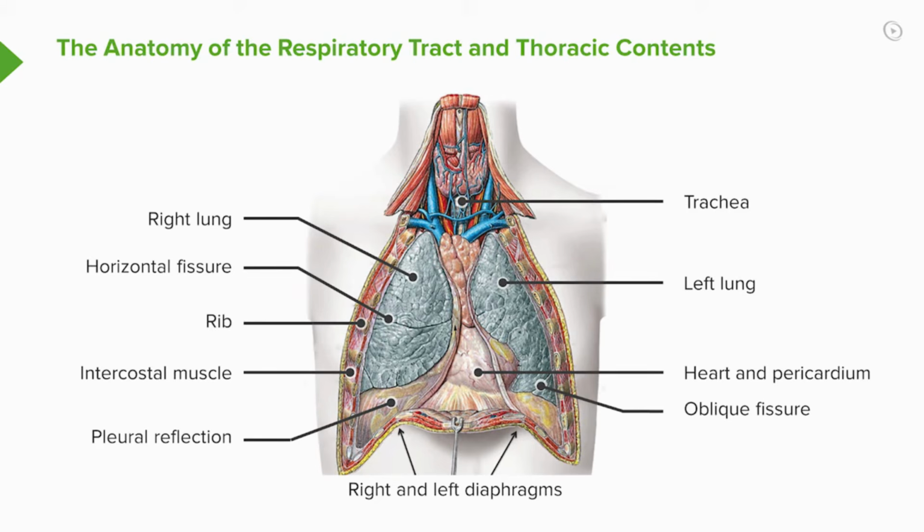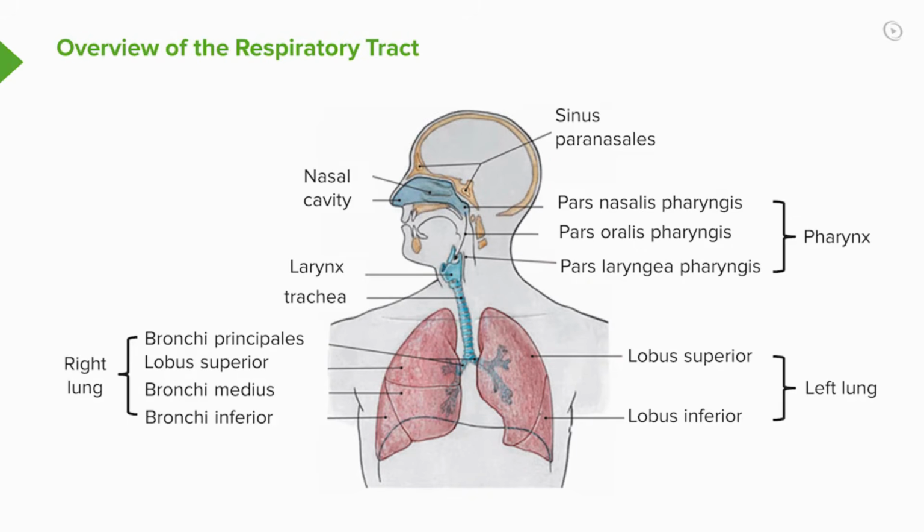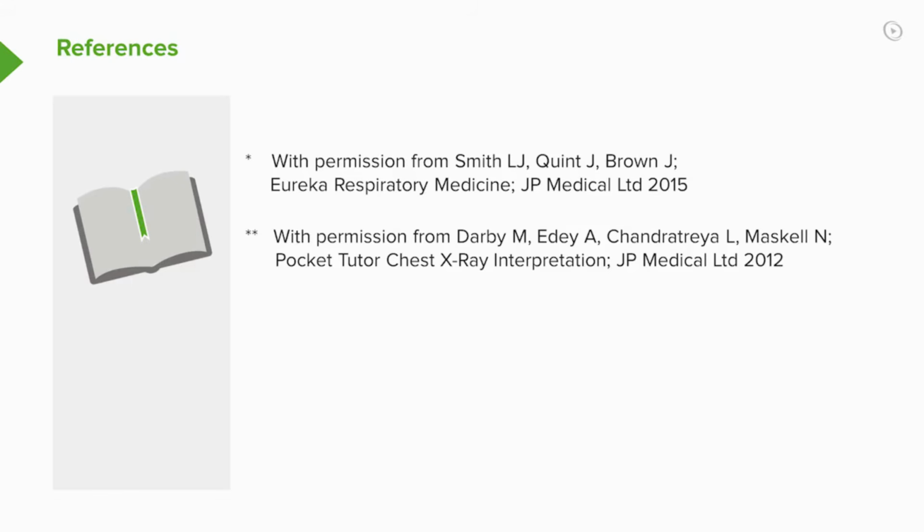Above the thoracic cavity, we have the trachea, which takes air in and out of the lungs and up into the upper airways in the neck. This is a more schematic diagram showing the airways in entirety, starting at the nose, moving on to the pharynx, which is at the back of the nose, and then the larynx, the trachea, the bronchi, and then the lungs at the end of the respiratory tract.